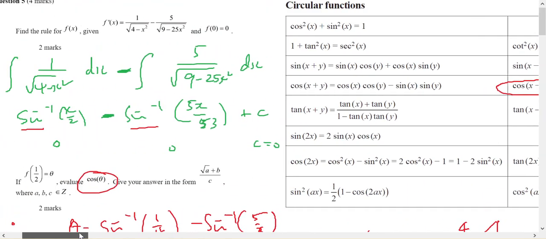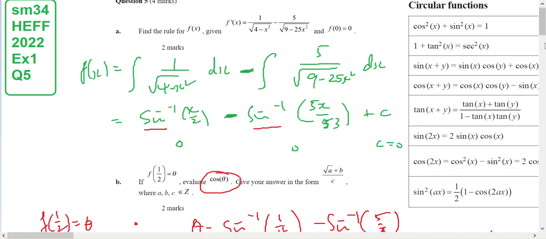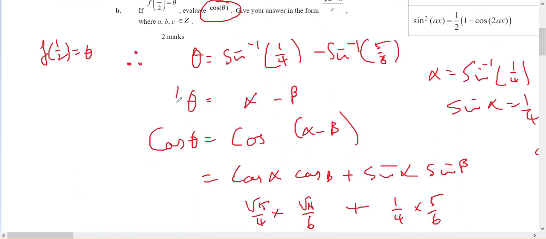So the second part of this question used this idea of theta being one angle minus the other angle, and therefore the cos of theta is the cos of one angle minus the other.